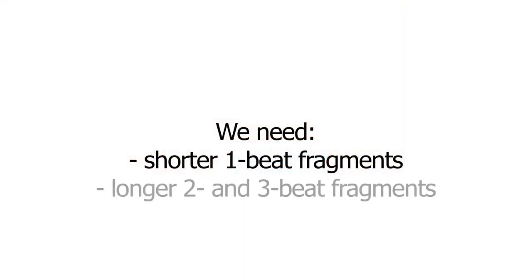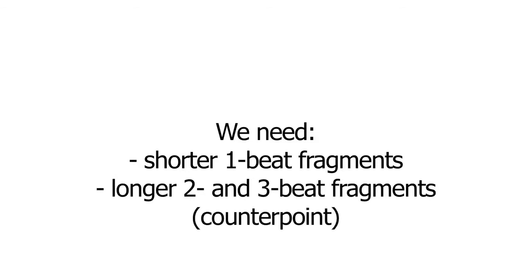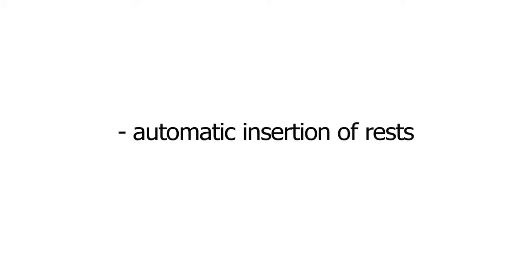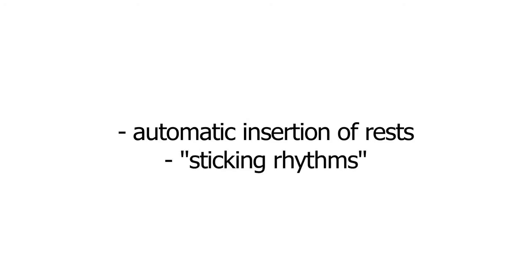Rhythm chains generate two-voice rhythm sequence palettes and rhythm sequence maps. We generate these two voices of counterpoint from user-specified rhythmic fragments. For instance, we need shorter one-beat fragments and longer 2- and 3-beat fragments to act as counterpoint. We can also control the automatic insertion of rests based on algorithmic patterns and what I call sticking rhythms, which are also based on patterns.